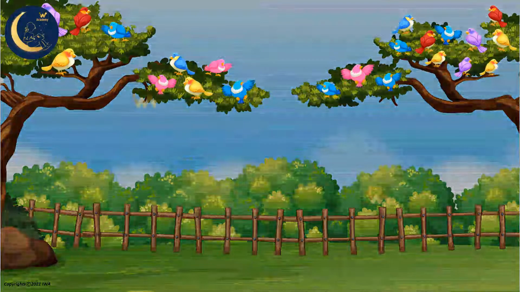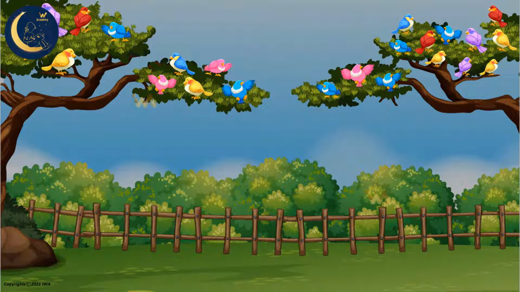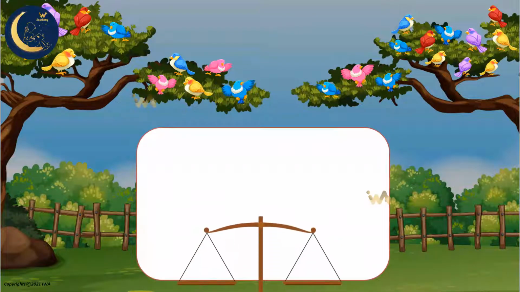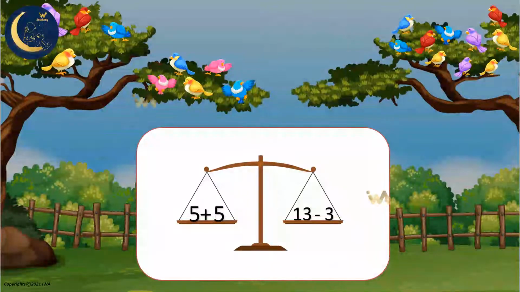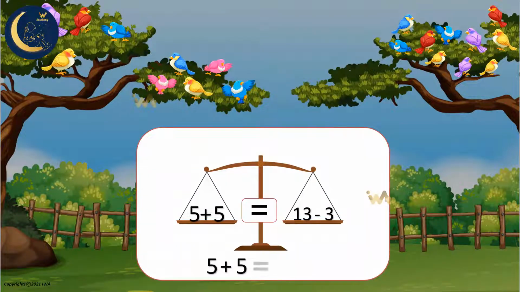Since the number of birds on the first tree is equal to the number of birds on the other tree, if we place the first numerical sentence for the number of birds on the first tree, which is that of 5 plus 5 here, and we place the numerical sentence that expresses the number of birds on the second tree, which is that of 13 minus 3, the scale will balance. That's because the two numerical sentences have the same numerical value of 10, so they are equal. So we can place the equal symbol here. So, my friends, 5 plus 5 is equal to 13 minus 3, and both are equal to 10.